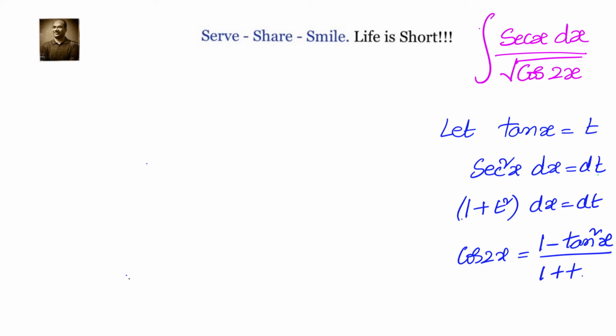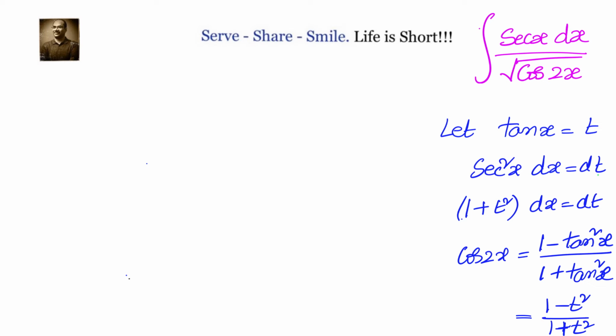Now what is cos 2x? Cos 2x is cos square x minus sin square x. But if you write it as cos square x minus sin square x divided by cos square x plus sin square x, and divide by cos square x, you will get 1 minus tan square x by 1 plus tan square x, which equals 1 minus t square by 1 plus t square. Now we have secant x in terms of t, cos 2x in terms of t, and dx in terms of t.